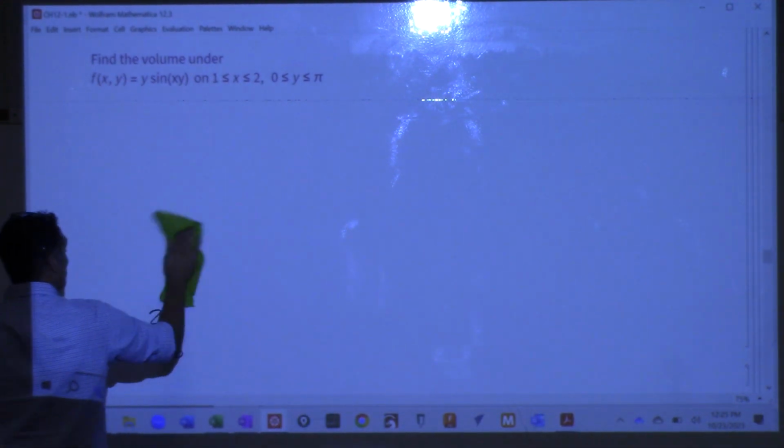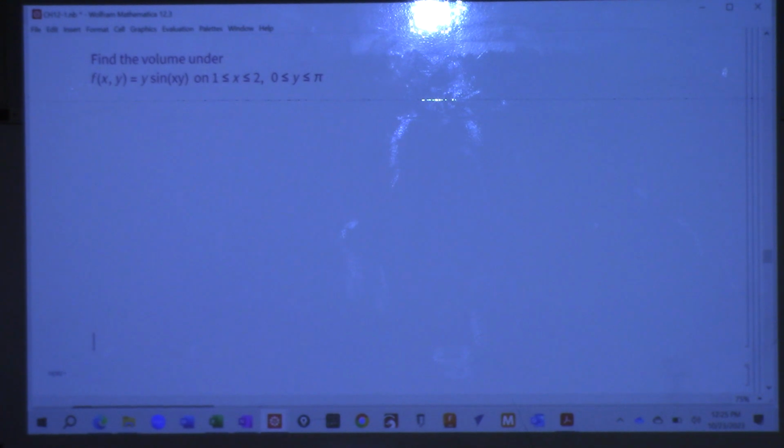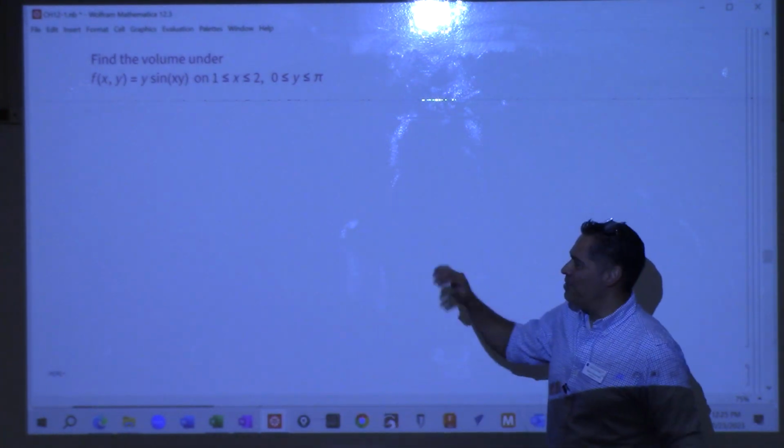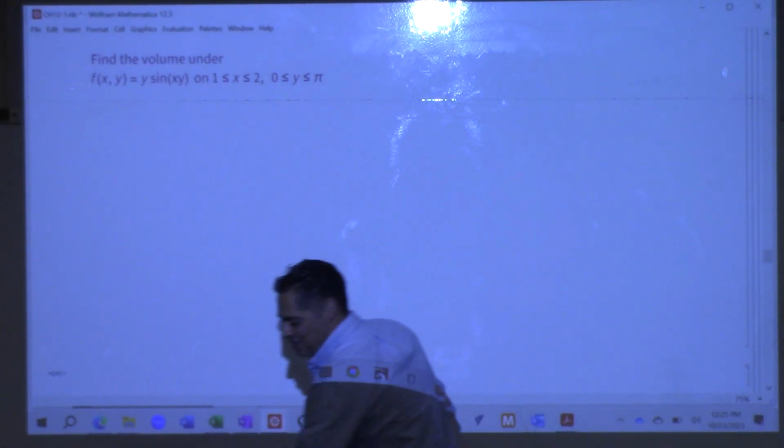And getting old freaking sucks. You know how you always hear people say that? Trust me when I tell you this. It just hurt my arm just erasing the board, man. It's stupid.